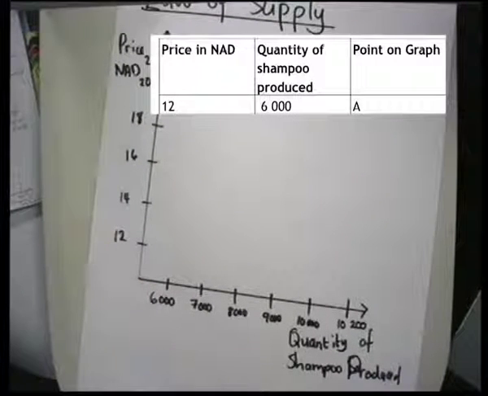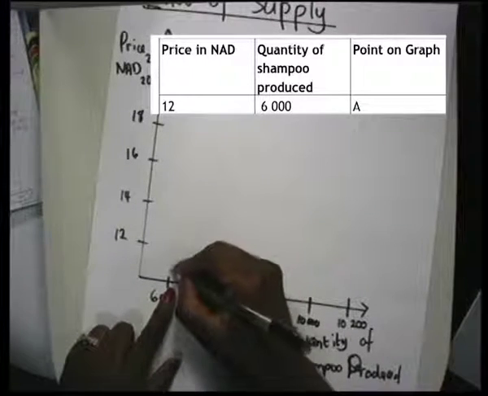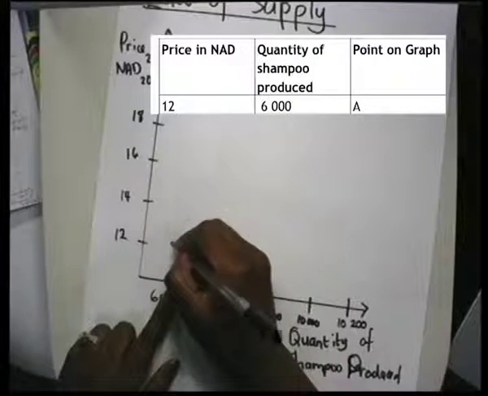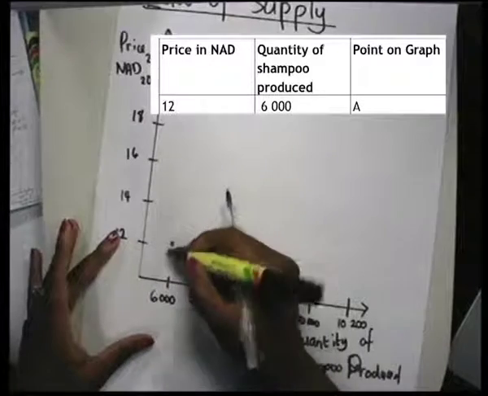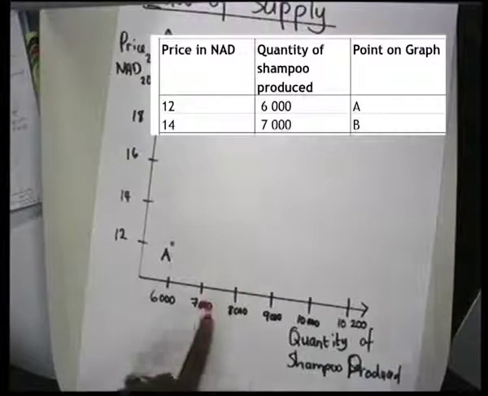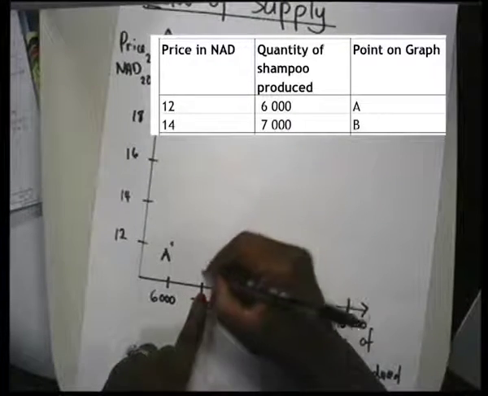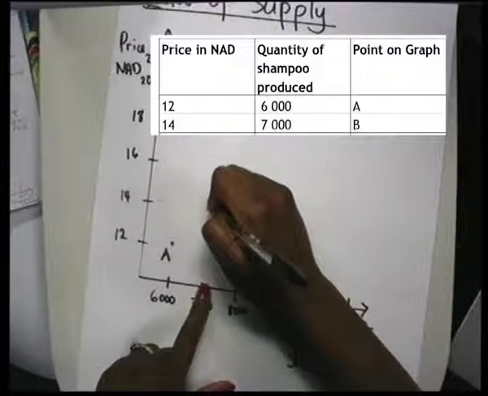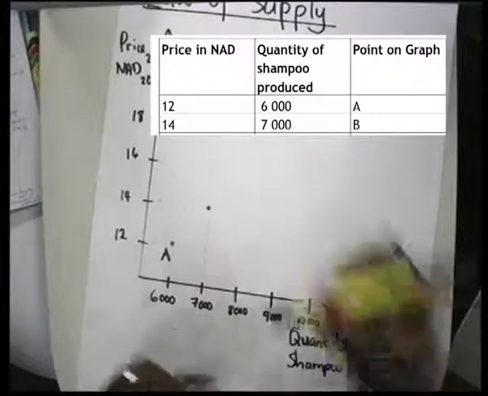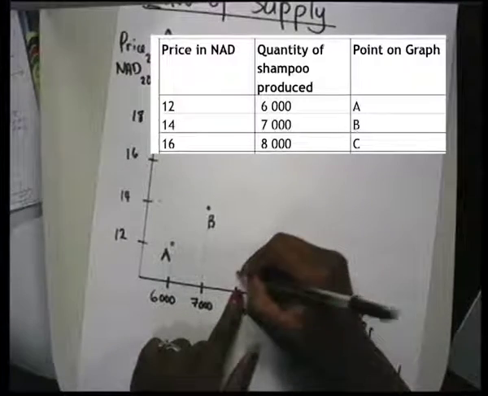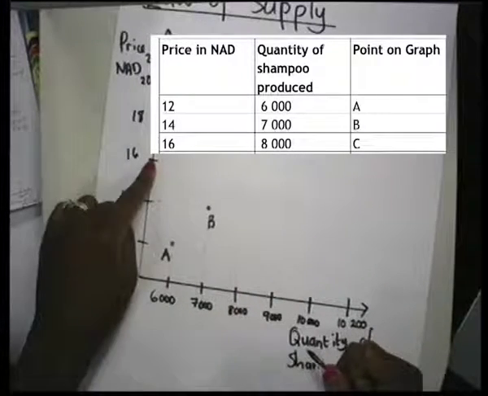So then, for a quantity of 6,000, the price is 12. So then we're going to mark it there. And this on the graph, we're going to call A. The second one, the quantity is 7,000 and the price is 14. So we are just going to draw dotted lines to that point, and we're going to call that point B. The third one is when the quantity is 8,000, the price is 16.